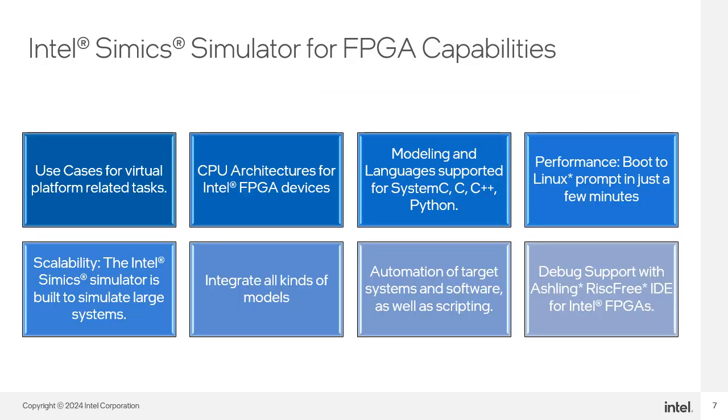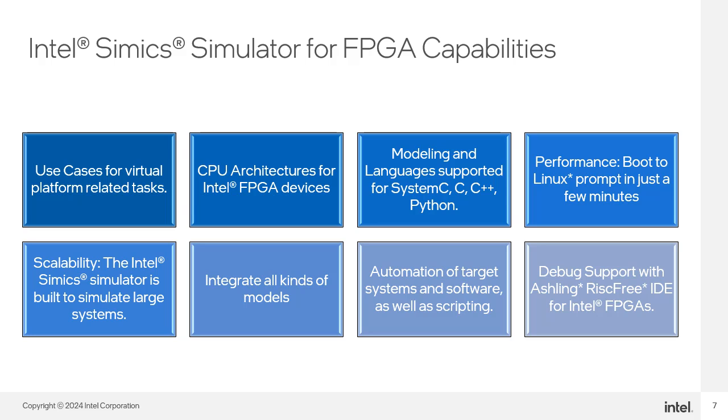The features for Intel Simics Simulator for Intel FPGAs include use cases. These are used for a variety of virtual platform-related tasks: pre-silicon embedded software, bootloaders, drivers, and user application development, verification, debugging and continuous integration, and customer enablement. CPU architectures. The model supports Intel FPGA devices, and ARM processor architectures are supported.